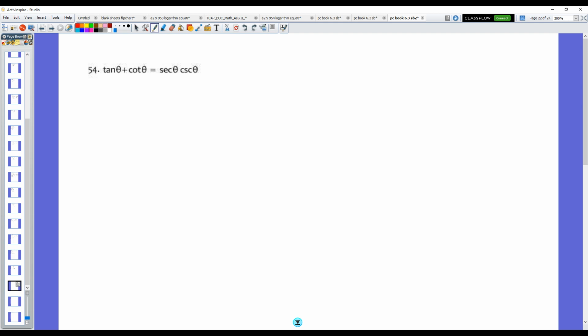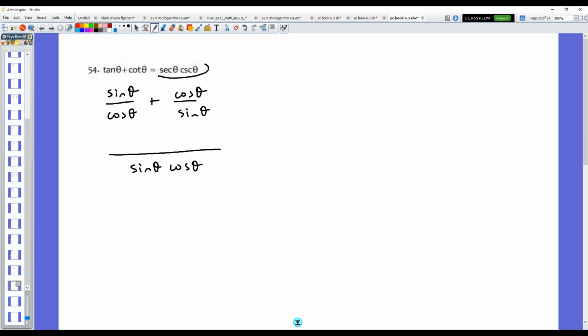54 is similar. I think I will maybe start over here on the left-hand side. Tangent is sine on cosine. Cotangent is cosine on top of sine. Get a least common denominator, that'll be the two things. So that'll be sine and cosine. Your goal here is secant and cosecant, which is cosine on the bottom and sine on the bottom. So I have that. Cosine to the new fraction, I need to pick up a sine. I already have a sine, sine squared.